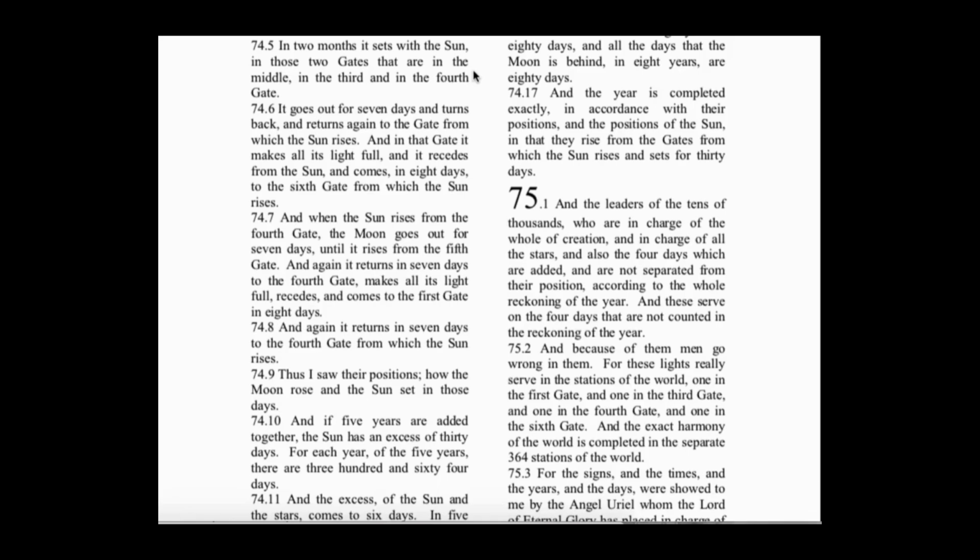So they go through from the east to the west, and then there are gates for them to enter and exit. It goes out for 7 days and turns back and returns again to the gate from which the sun rises. And in that gate, it makes all its light full, and it recedes from the sun and comes in 8 days to the 6th gate from which the sun rises.